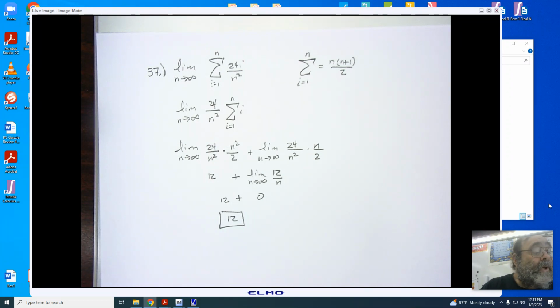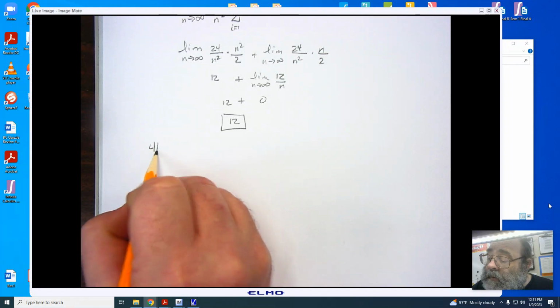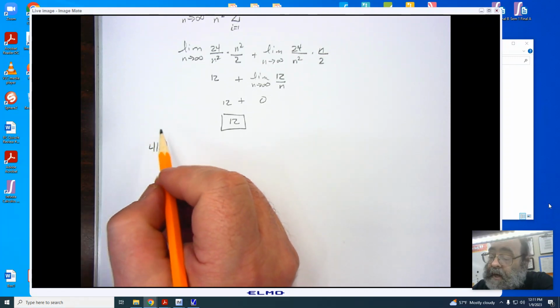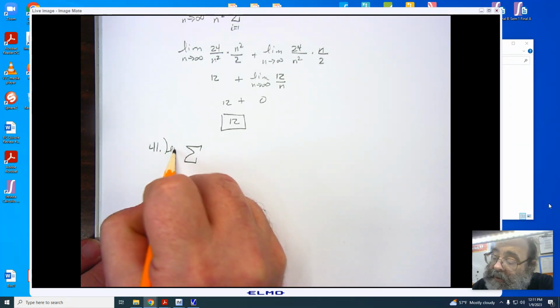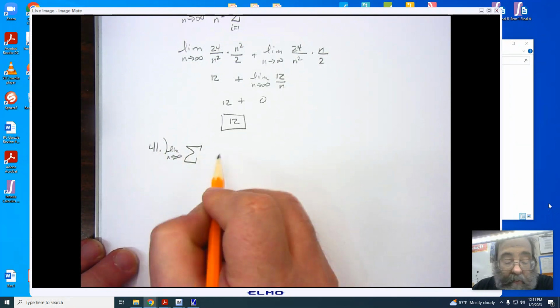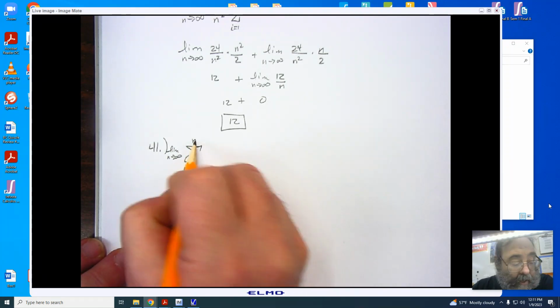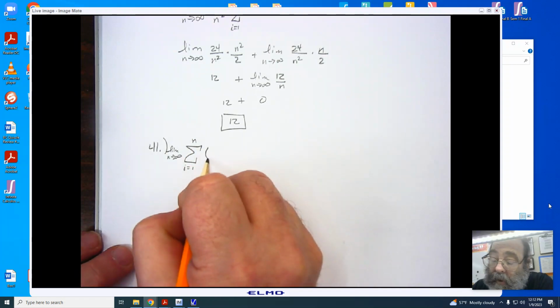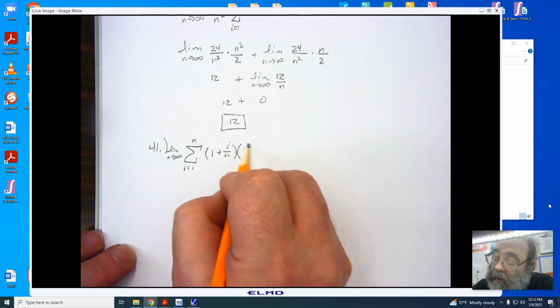And then I asked you to jump to number 41. So let's take a look at 41, please. 41, a little bit more difficult, but not by much. We are asked to take the summation, and this is once again the limit as n is approaching infinity. And we have i starting at 1 and going to n. And I have 1 plus i over n times 2 over n.